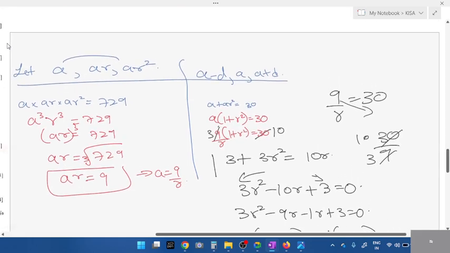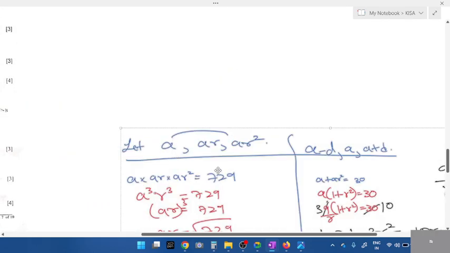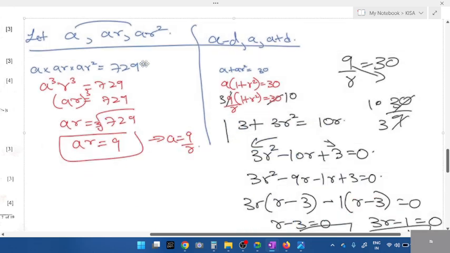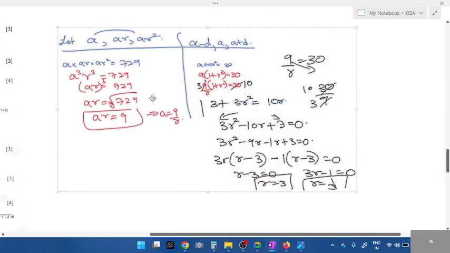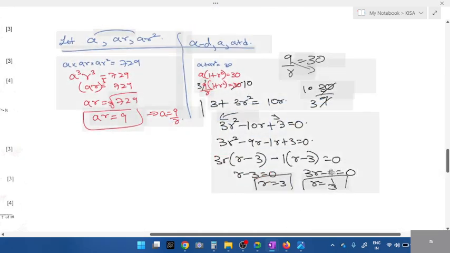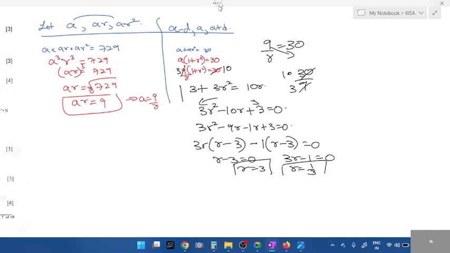So the top one, what I've written, is the most important part, students. When three numbers are not given, take them as A, AR, AR square. For AP, A minus D, A, A plus D. In this paper, section A was fine, section B had all tricky, lengthy questions.